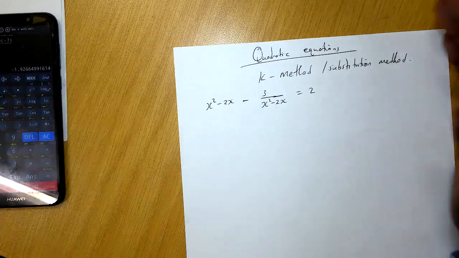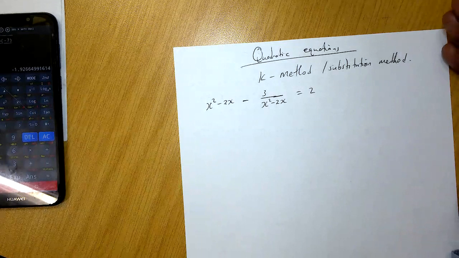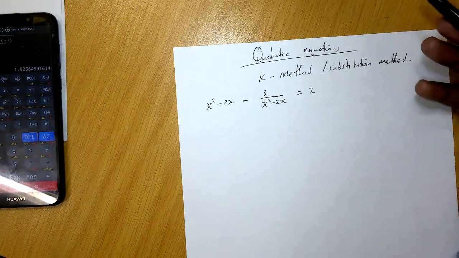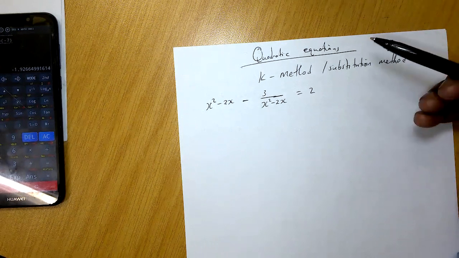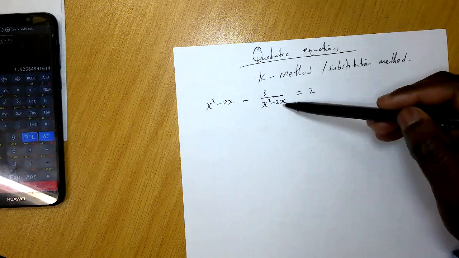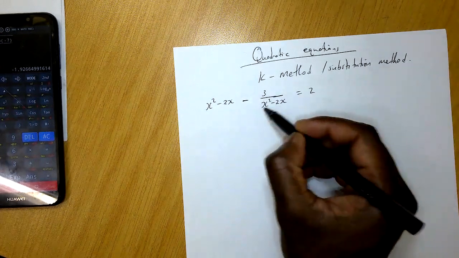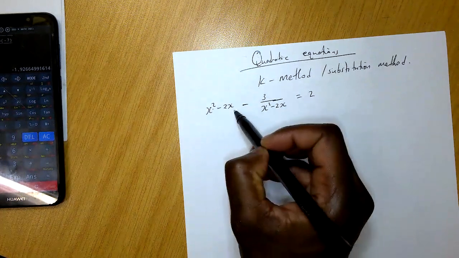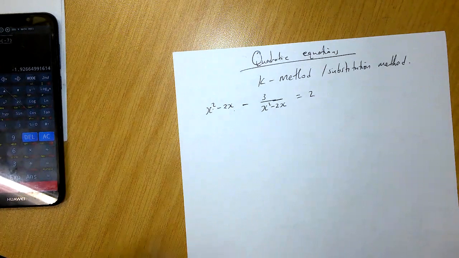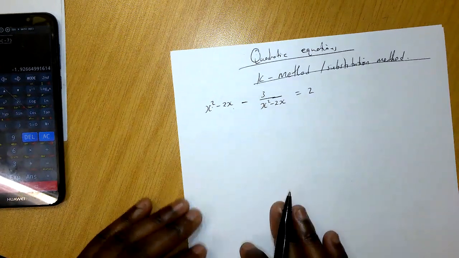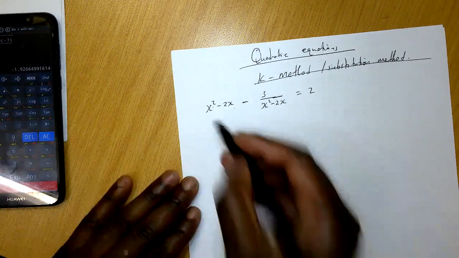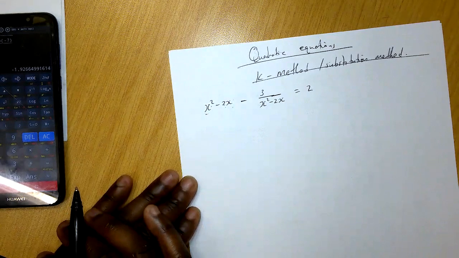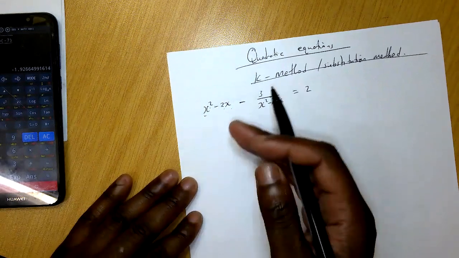So here we are given that x squared minus 2x minus 3 over x squared minus 2x is equal to 2. But you need to see something here. What do we have here? If you can see, this is common: x squared minus 2x, x squared minus 2x. So here we're going to use what we call the k method or substitution method. You just substitute this common expression because you can't deal with the whole of it now. It's going to be difficult. It can be solved, but it will take time.